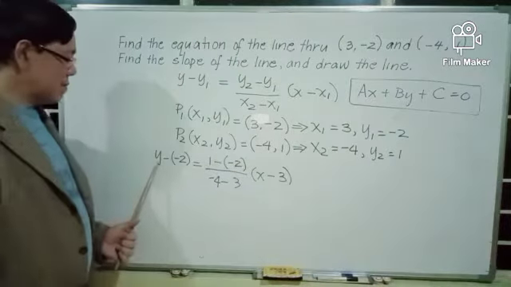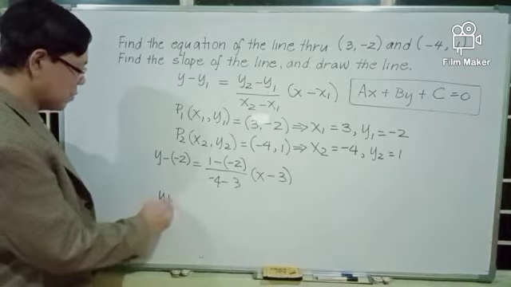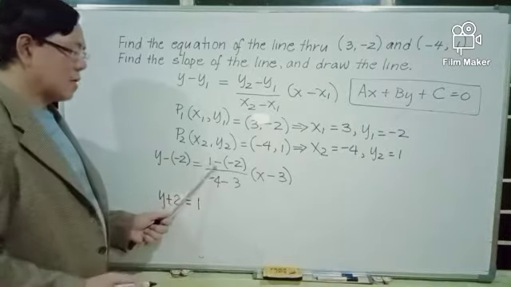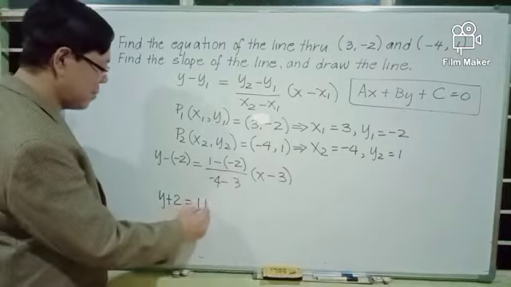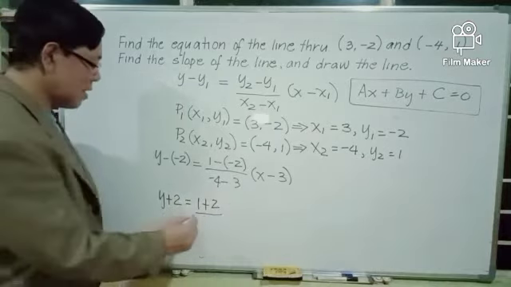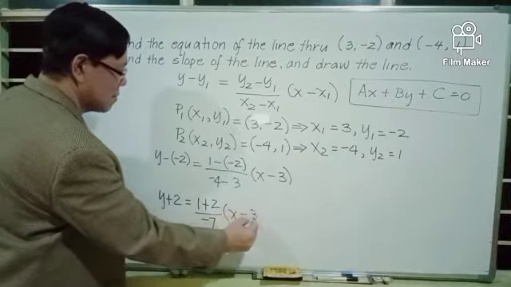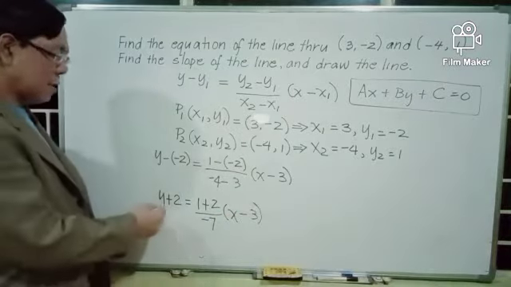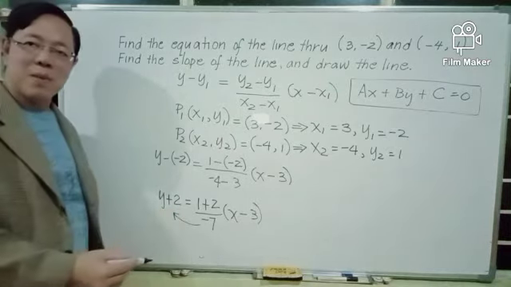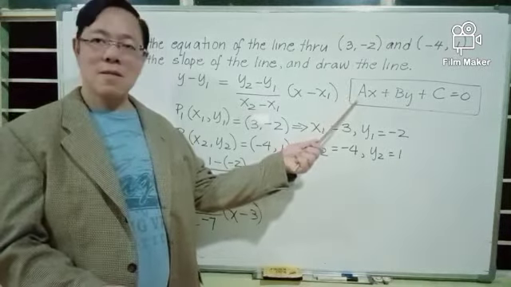We simplify. Negative multiplied by negative is positive. We have y plus 2 equals 1. Negative times negative is positive, plus 2. Divide by negative 4 minus 3, which is negative 7. Multiply by x minus 3. The left hand side, y plus 2, we multiply by negative 7 to simplify further until we have written the equation of the line in this general form.